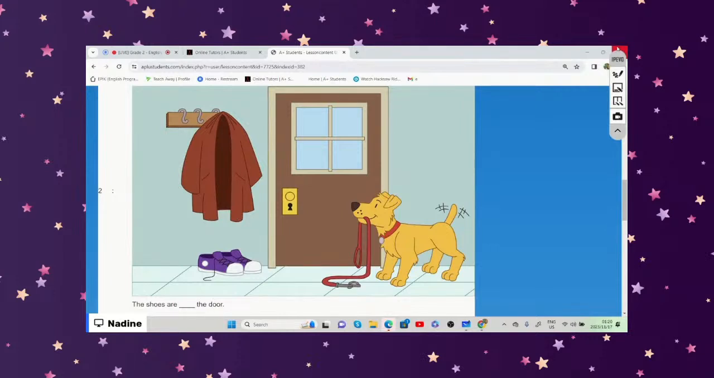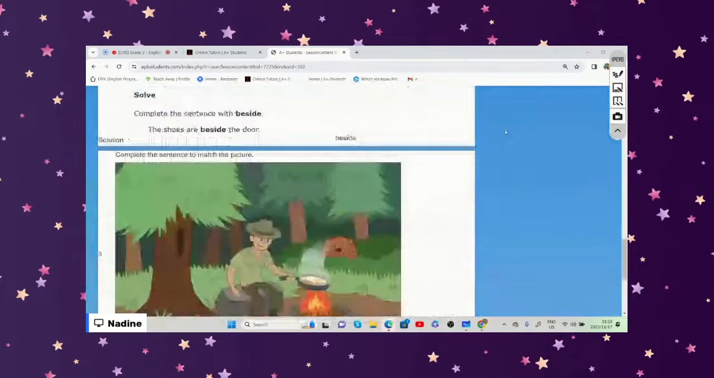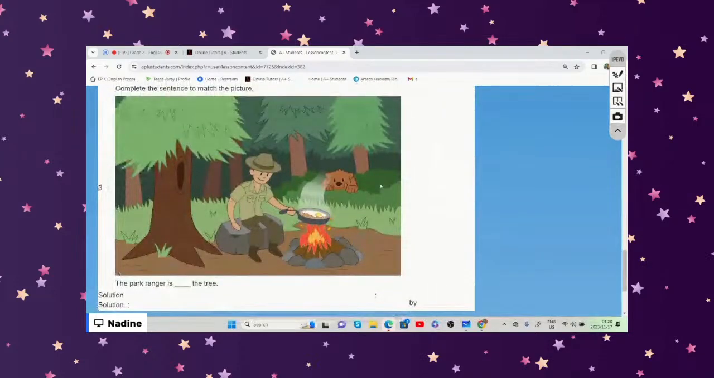So we can say the shoes are beside the door, right? So the shoes are beside the door. So we say beside. The park ranger is the tree. He's sitting there, and we can say he's sitting by the tree.